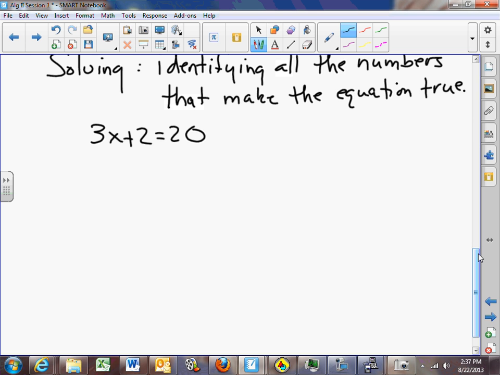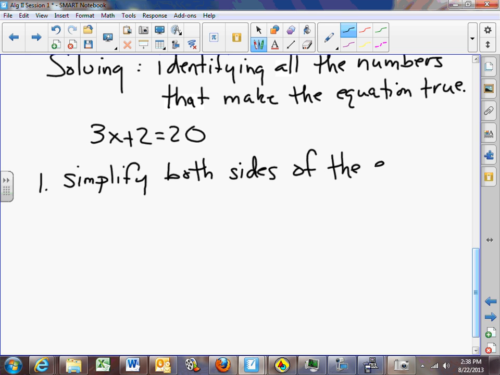Now, the first thing you should do is simplify both sides of the equation. If your expressions are complicated, they contain perhaps parentheses and multiple terms that contain the variable and so forth, the first thing that you would do is simplify each side of the equation if it's not already simple.